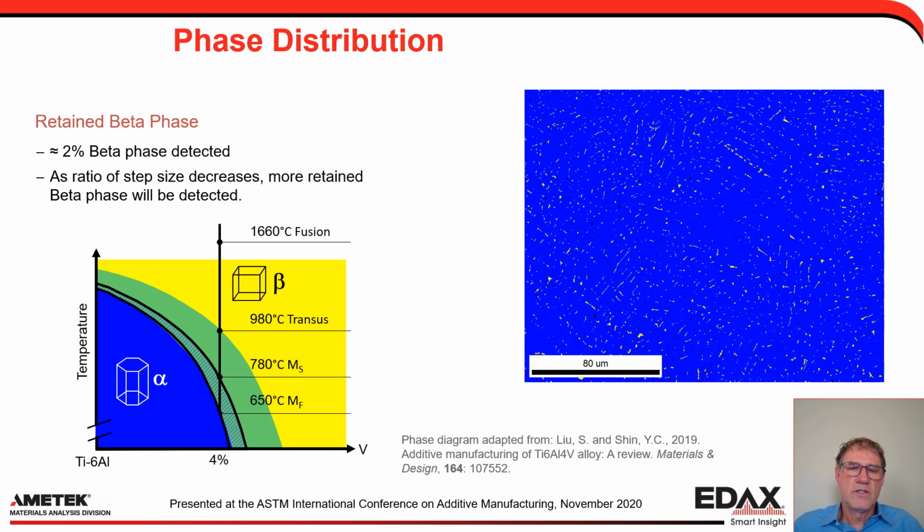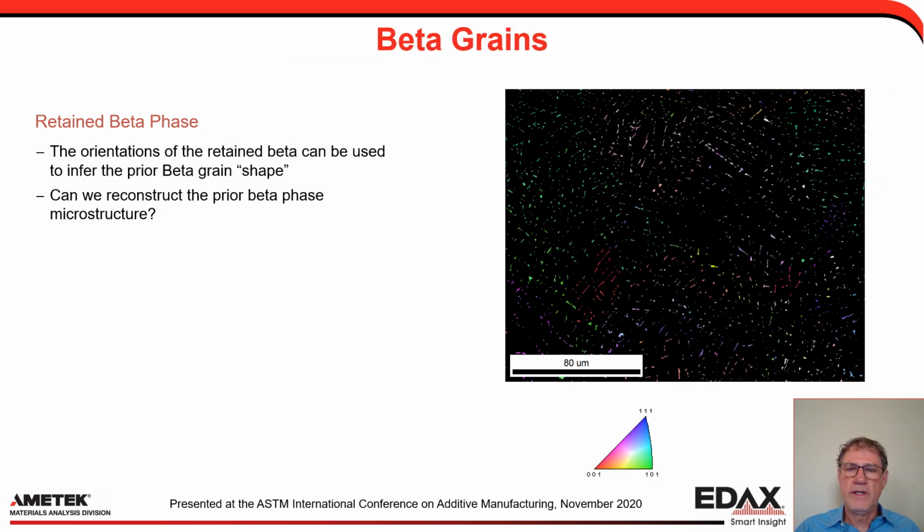As we go to smaller step sizes, we do pick up more beta phase, so there is a resolution requirement here that we have to meet to catch it. And so we're going to take a look at the beta phase in more detail. If you look at the orientations, you can see what appear to be prior grains of the parent phase. You can get some idea of their outline from looking at the retained beta.